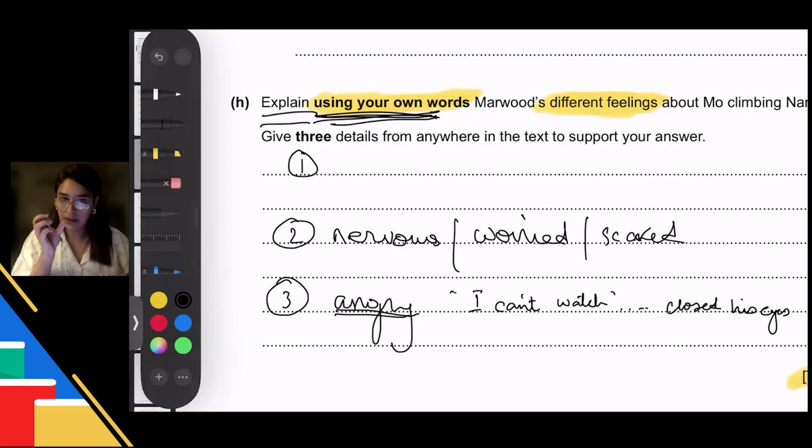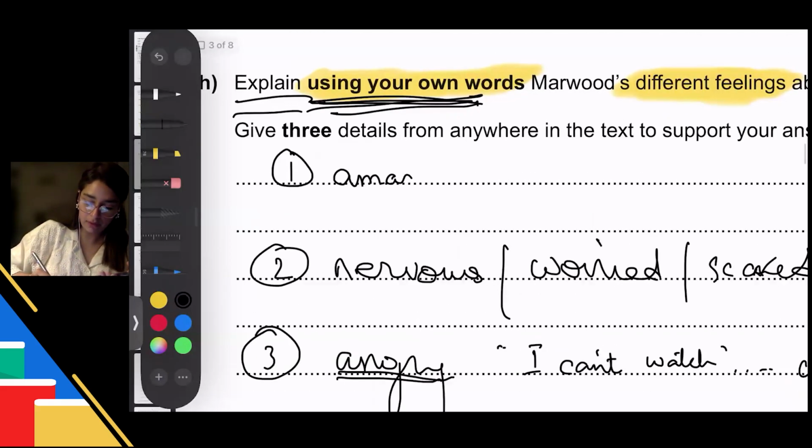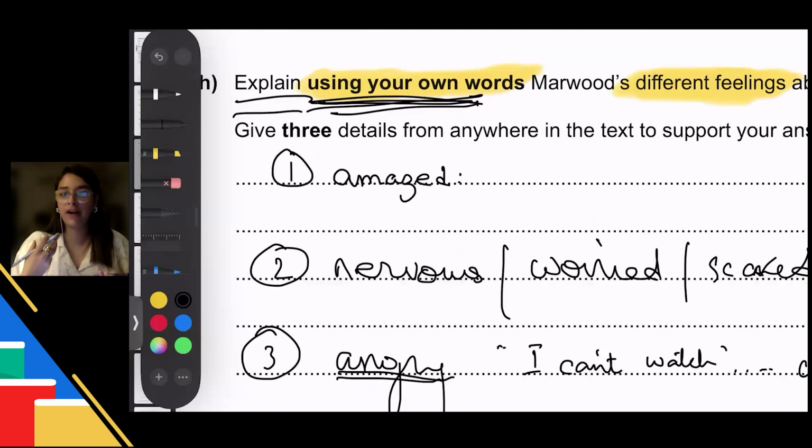In this example, after quoting it, I'll explain how Marwood was angry at Mo for the decision that he was making at this point. I'm not going to be very elaborate with this. One line to quickly quote my detail, one detail from anywhere in the text to support my answer. So my first feeling was, for example, that of amazed. I explain how Marwood felt amazed by how he couldn't believe Mo was going to actually try to climb it. This detail is something I took from the text. The word amazed is the feeling I associated with this example.